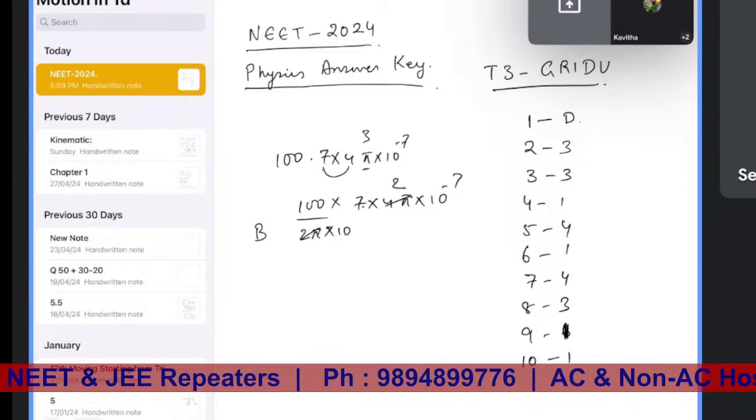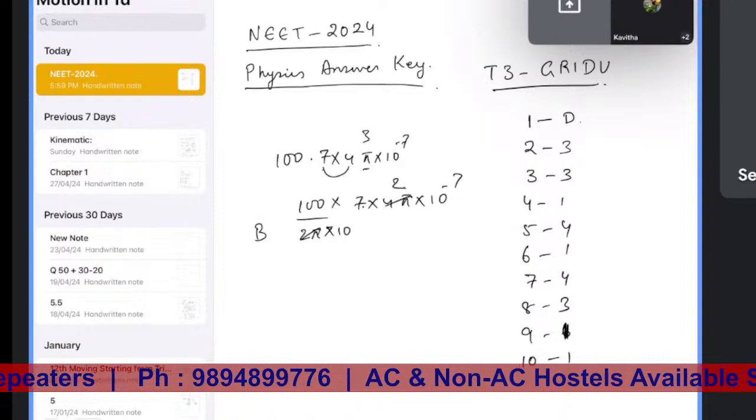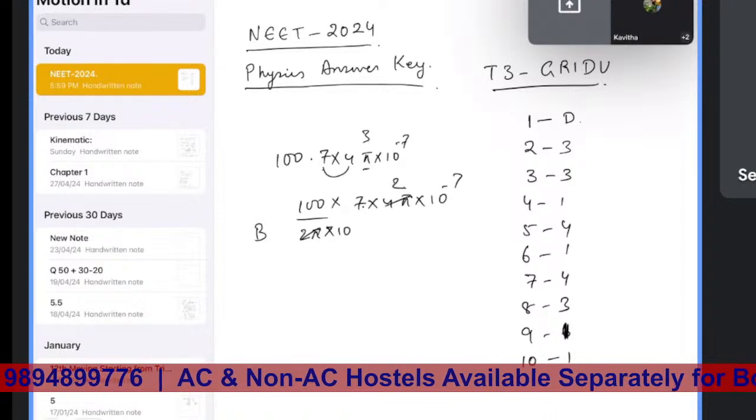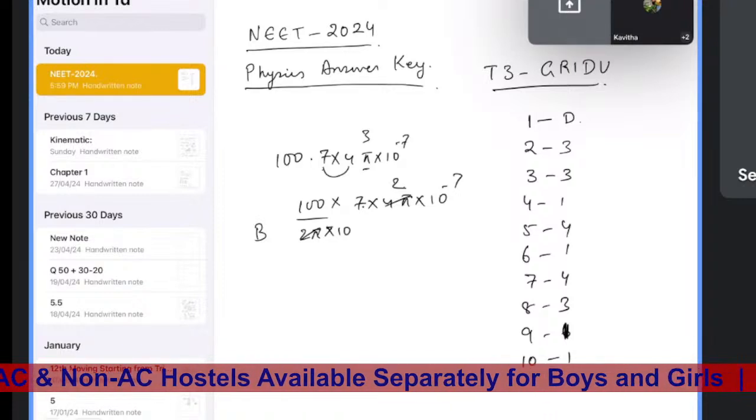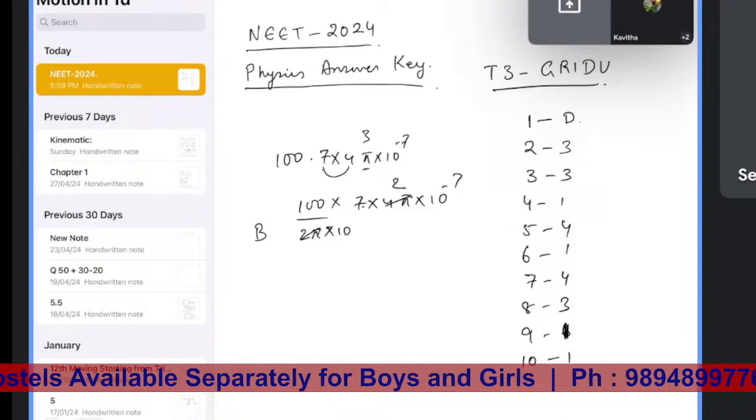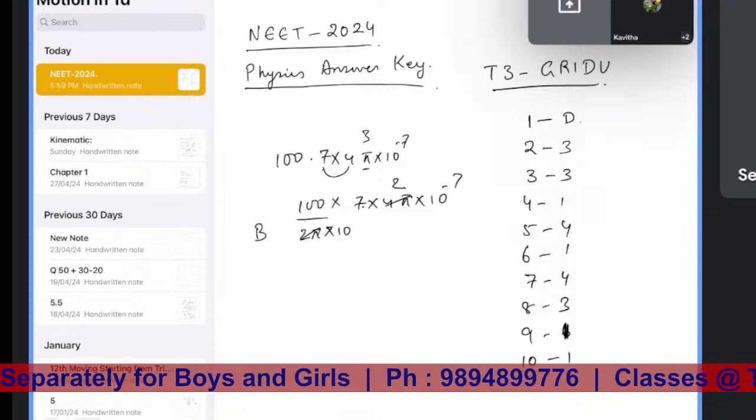Question number 6. The logic circuit is given, and the output is given. So B bar means negation of B. So 0 will become 1, 1 is becoming 0, 0 is becoming 1 again, 1 is becoming 0 again. So I just go for option 1.